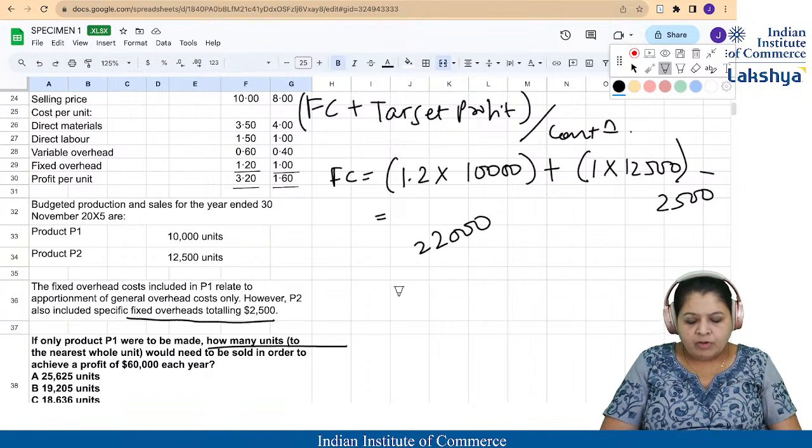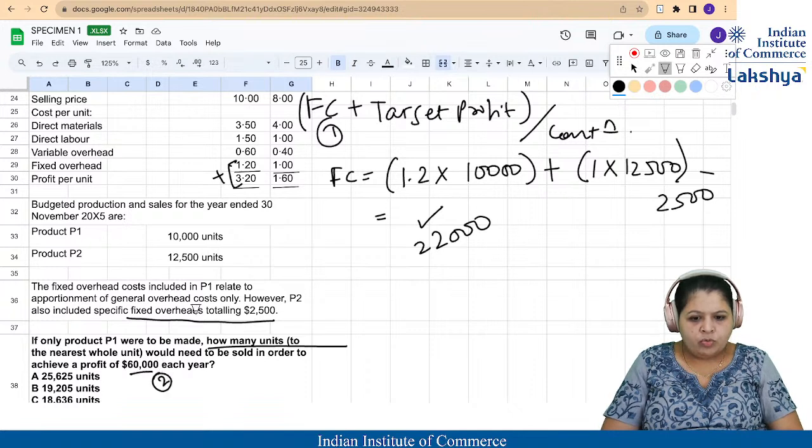You need to figure out your contribution. I already said your contribution can be your fixed cost plus your profit, right? So now what we have got is our fixed cost. We also have our target profit, which is our two, right? This is my one, this is my two, and now I'm finding my contribution.